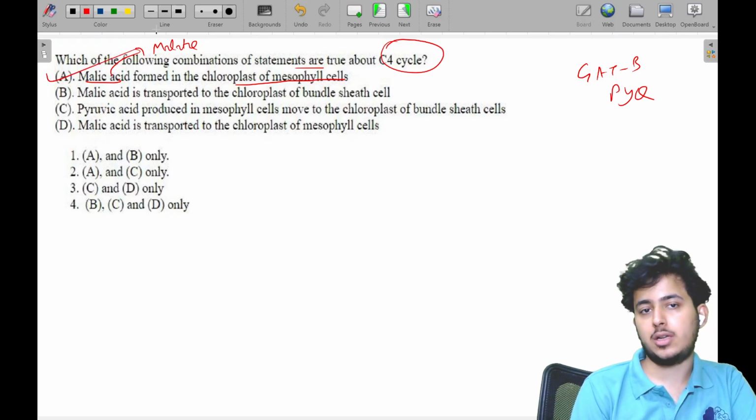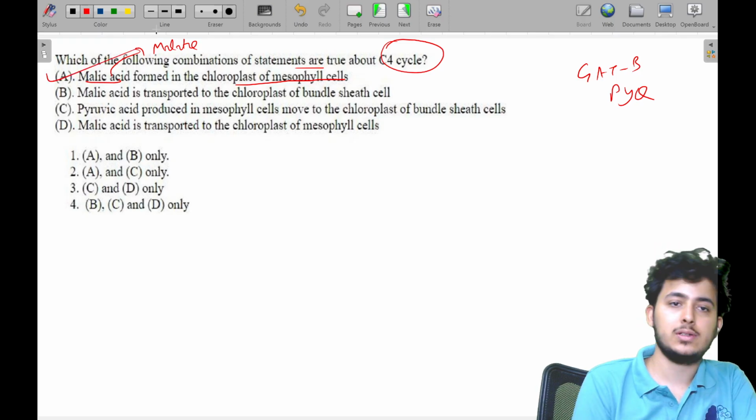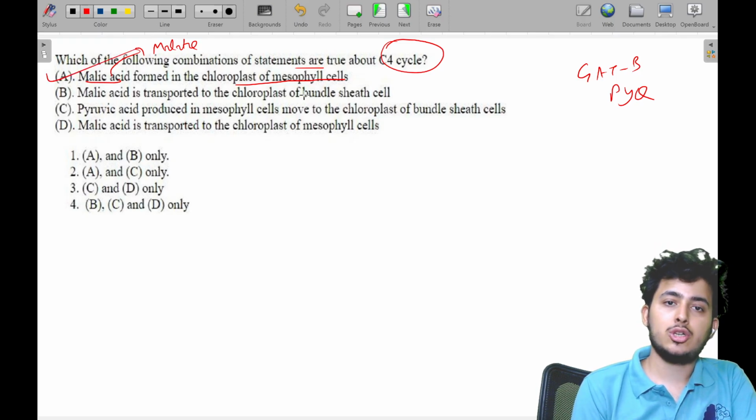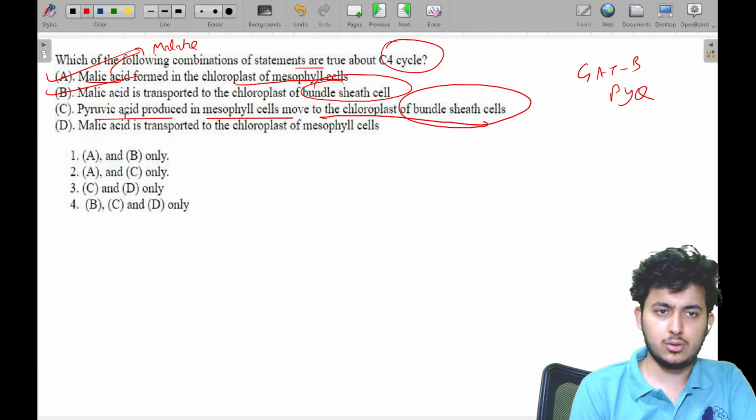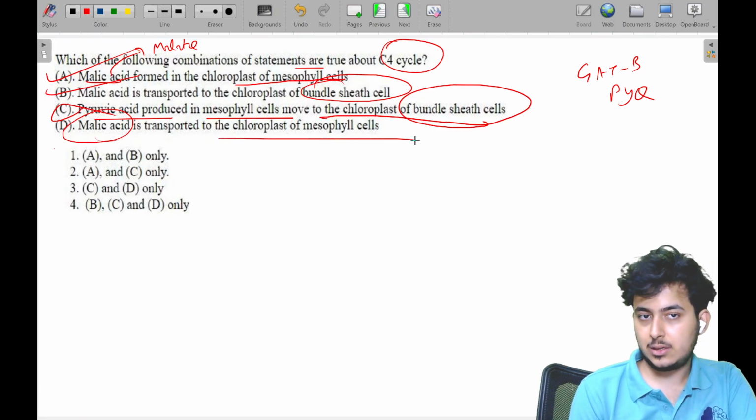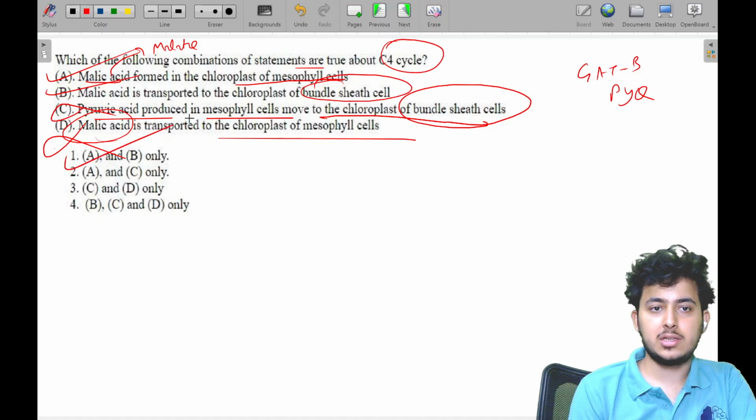So malate, that is correct. It is formed in the chloroplast of mesophyll cells. Malic acid is transported to chloroplast of bundle sheath cell. Absolutely correct. Pyruvic acid produced in mesophyll cell moves to the chloroplast of bundle sheath cell. No, wrong. The reverse happens. Malic acid is transported to chloroplast of mesophyll cells. Wrong. The reverse happens. So the answer is A and B.